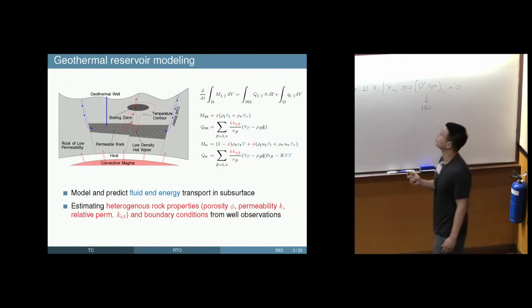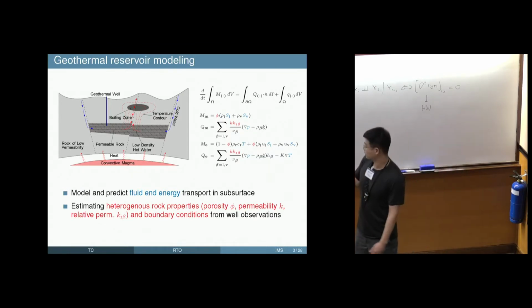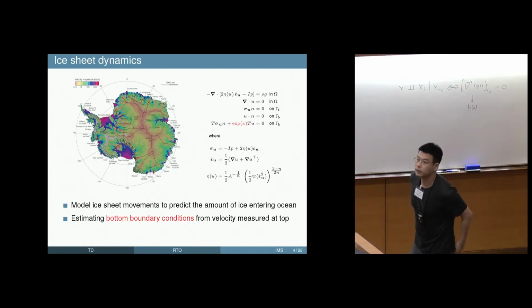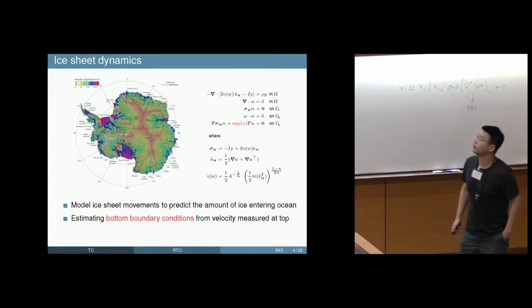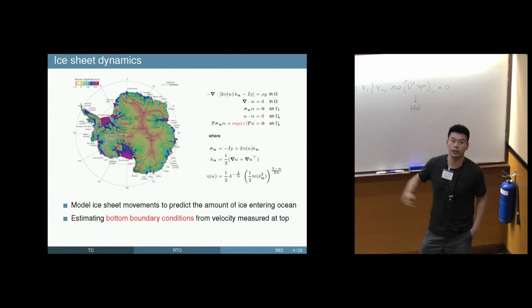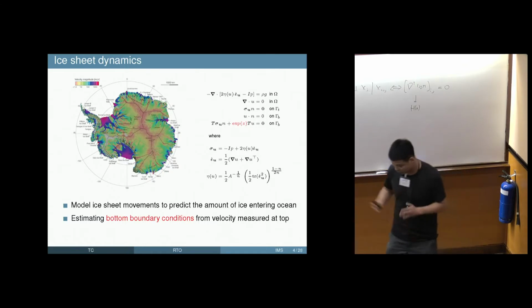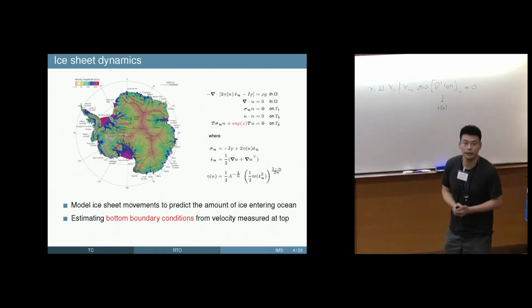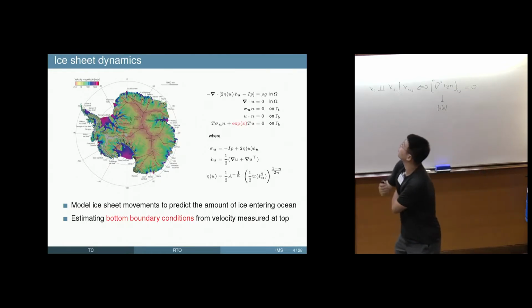Okay. So this is one particular setup. Another particular setup we look at is polar ice sheet flows. In this scenario, we want to know how much ice will flow into the ocean. By predicting the amount of ice flow into the ocean, we can figure out the potential sea level. Eventually that is quite a big environmental problem we care about.